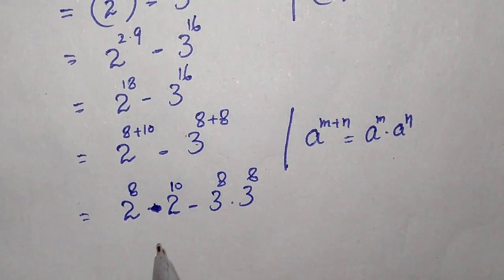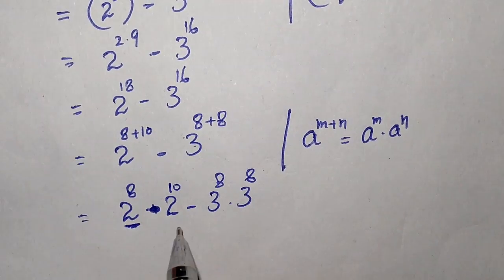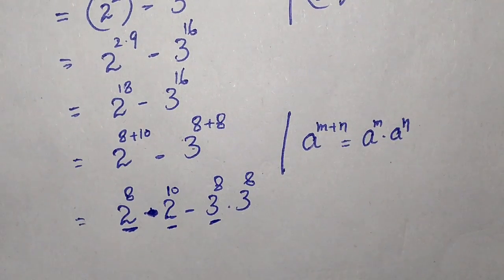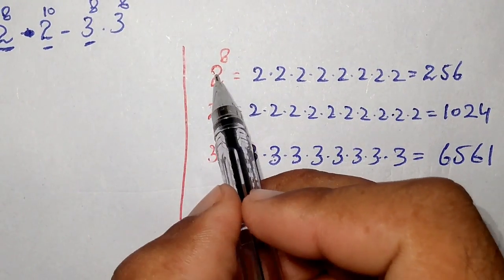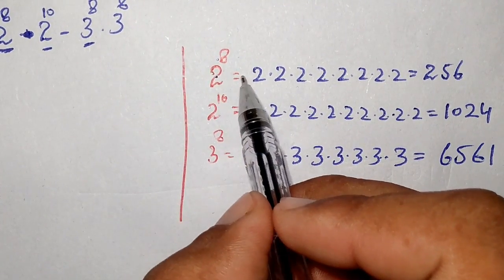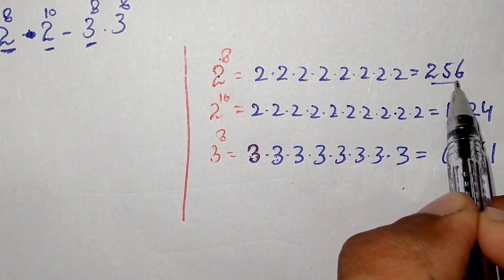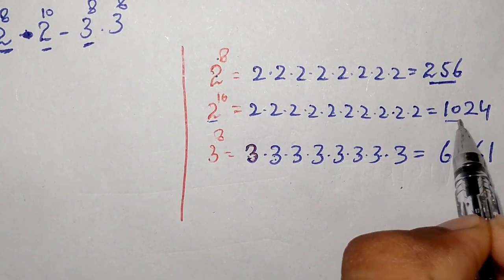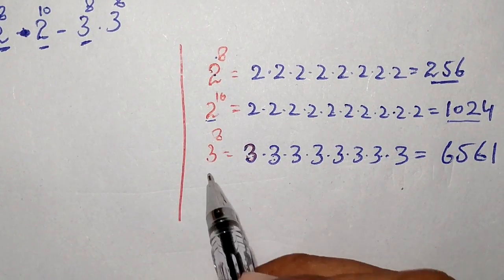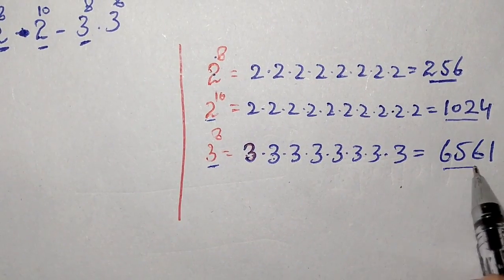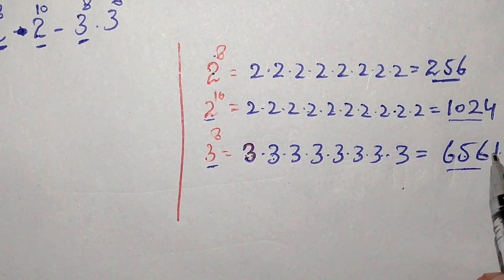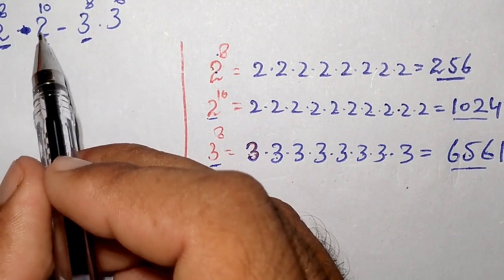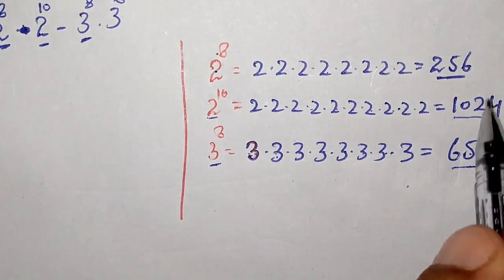Now we have to find the value of 2 to the power of 8, 2 to the power of 10 and 3 to the power of 8. So here we know that 2 to the power of 8 is equal to 256, 2 to the power of 10 is equal to 1024, and 3 to the power of 8 is equal to 6561. Now we have to replace 2 to the power of 8, 2 to the power of 10 and 3 to the power of 8 by these values.